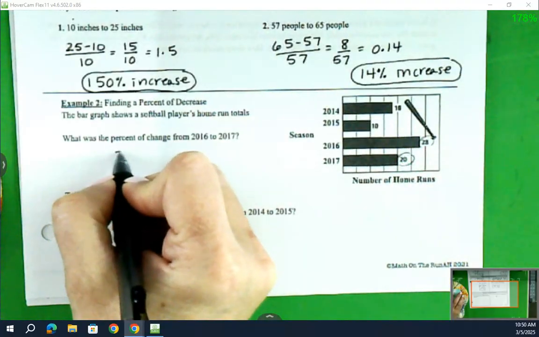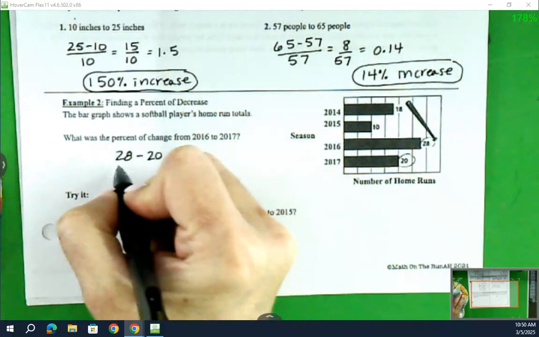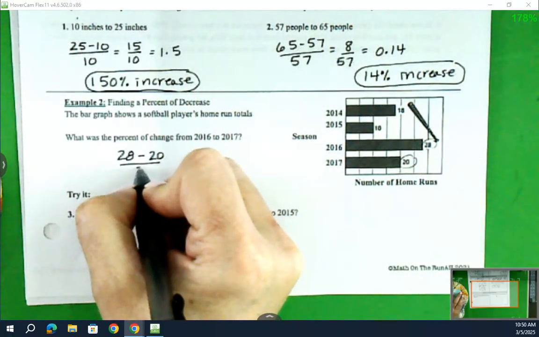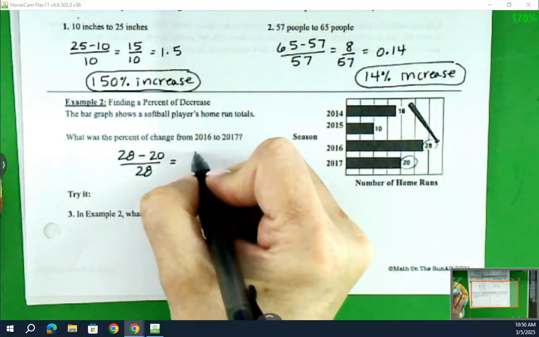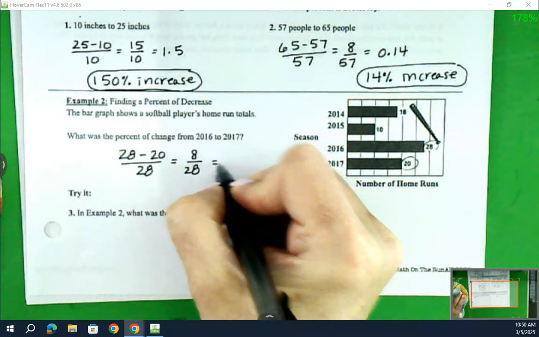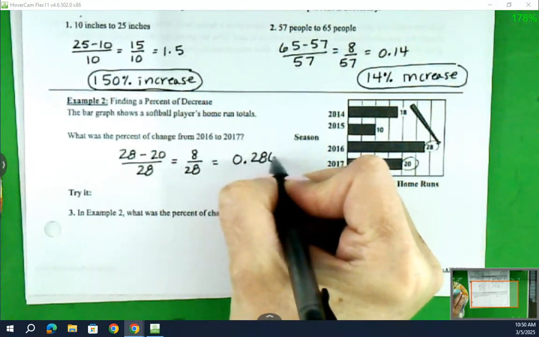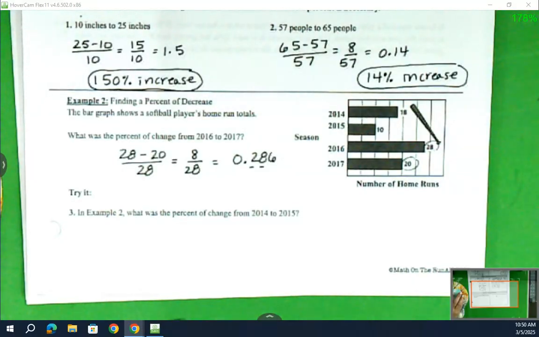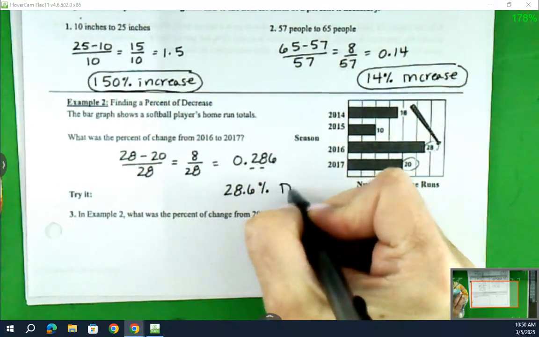Maximum minus minimum is 28 minus 20 over our starting amount, which would be the 2016 value of 28. Okay, when we subtract our numerator, we get 8 divided by 28, and that works out to be 0.286, which when we translate that, we can multiply by 100. That is 28.6% decrease.